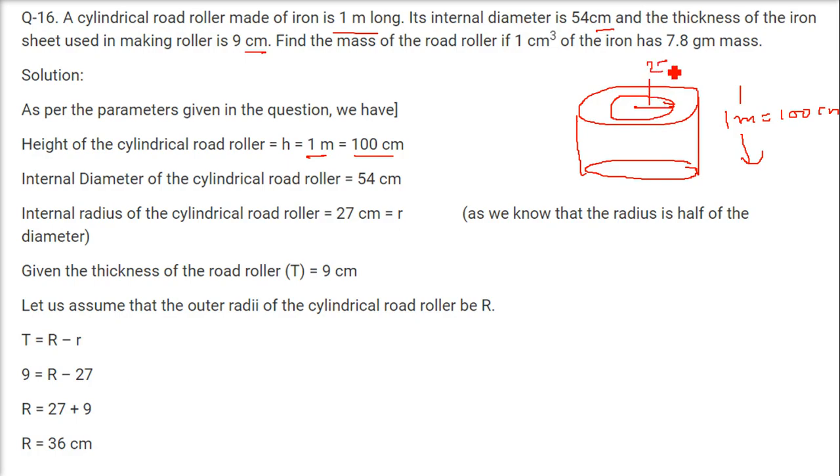Internal radius will be 54 by 2, that is 27. And the thickness of the iron is 9. So this thickness, this iron from here to here, is 9. So what will be the outside radius? The small r, that is the internal radius, is 27. The capital R, that is the outer radius, will be 27 plus 9, because 27 is the internal radius and 9 is the thickness. So 27 plus 9 is going to be 36.